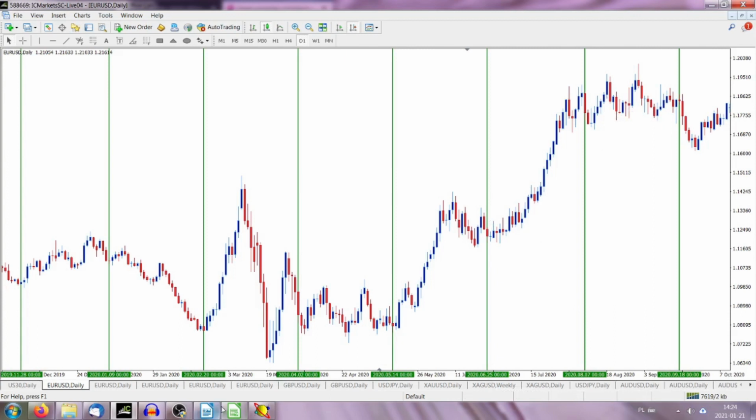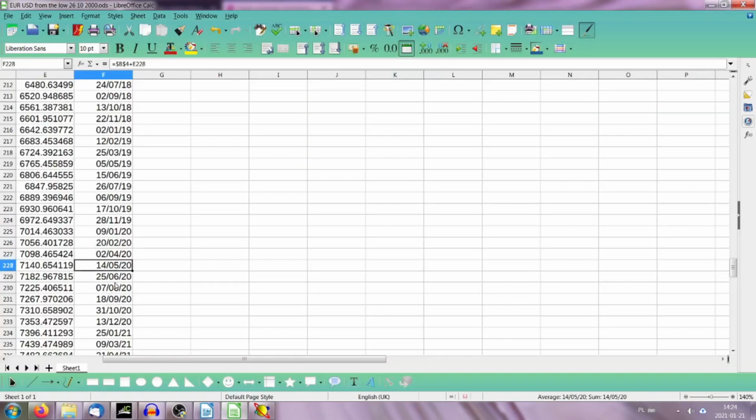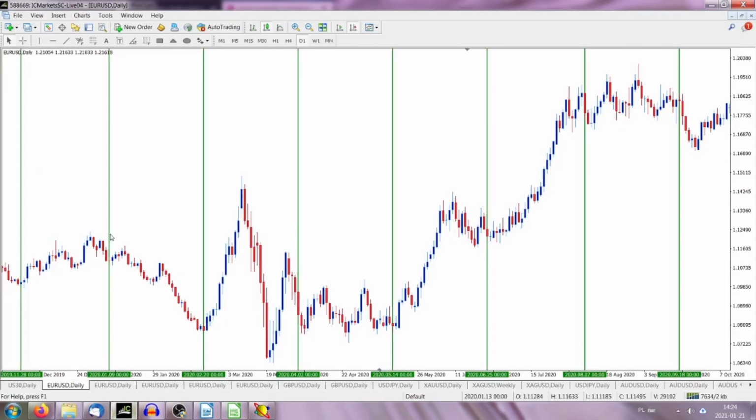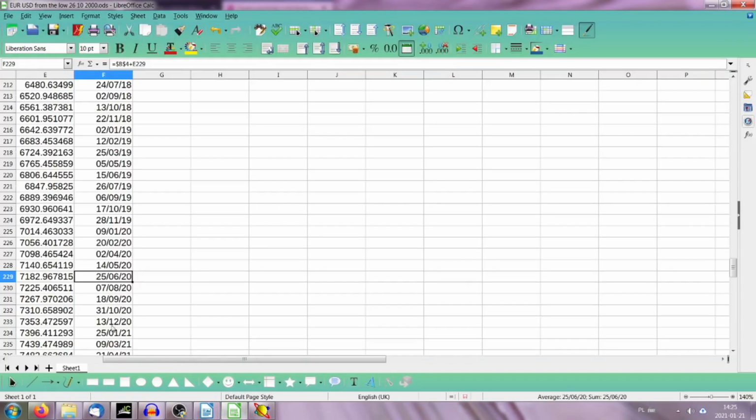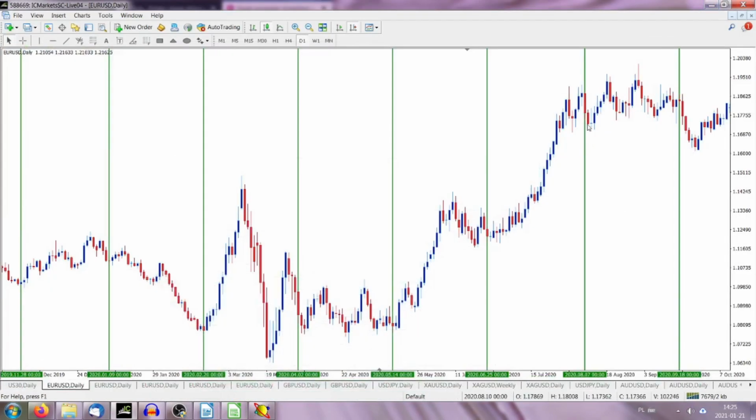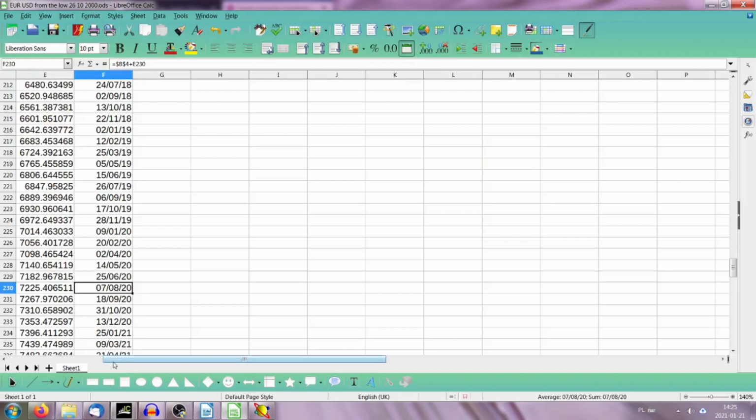The next one, 25th of June. So here we've got May, here we've got 25th of June, 2020. And again, the market ended this correction and continued its rally. So it was another bottom. And the next one, 7th of August, 2020. Here we go, 7th of August, 2020. It has shown a local top of the market, just the date when the market started falling. Another one, 18th of September, 2020.